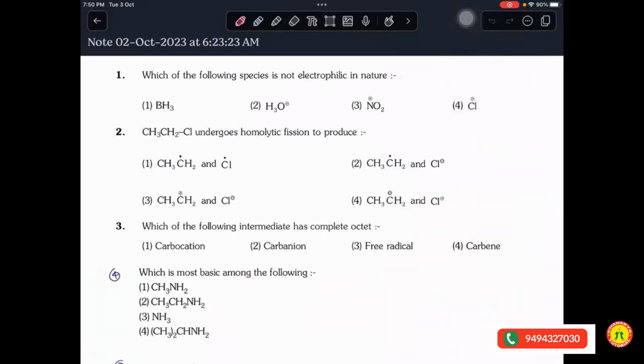Second one: homolytic fission always produces radicals. Suppose Cl-Cl is there. These two atoms take their share of the bond equally. When the bond breaks, they take the electrons equally, a single electron each. Heterolytic means different: one forms the cation and one forms the anion. And homolytic is nothing but both sharing these two electrons equally, so both chlorines get one electron. Getting my point? Yes, sir.